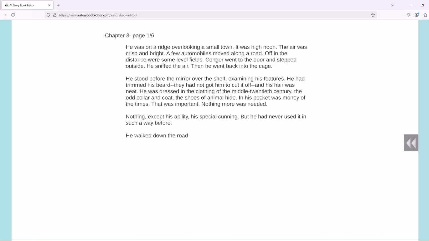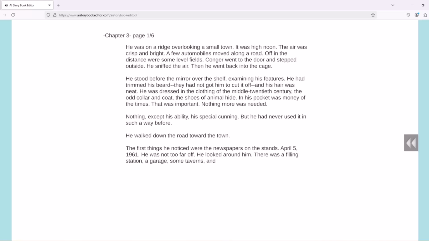He walked down the road toward the town. The first things he noticed were the newspapers on the stands. April 5th, 1961. He was not too far off. He looked around him. There was a filling station, a garage, some taverns, and a 10-cent store. Down the street was a grocery store and some public buildings.